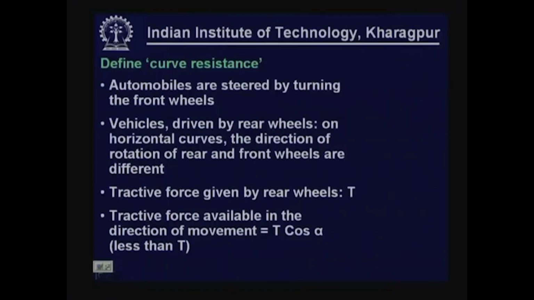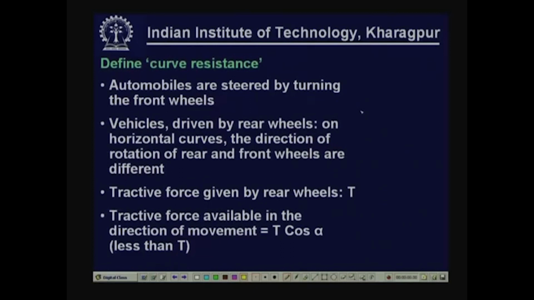Automobiles are steered by turning the front wheels. So, the movement is something like this. These are the wheels which are turned like this to negotiate a curve. Now, for vehicles which are driven by the rear wheels, on horizontal curves, the direction of rotation of rear and front wheels are different, because rear wheels are like this. So, front wheels are only rotated.